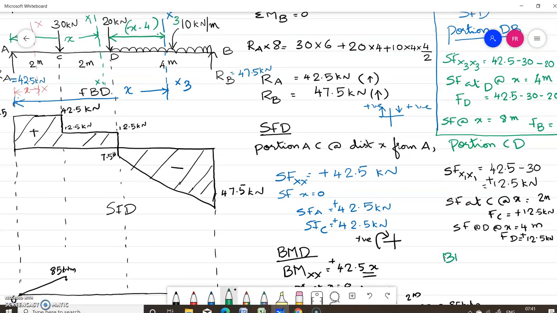Now let us write the bending moment for portion CD. Bending moment at x1 is equal to 42.5 into this distance x. It is producing a clockwise moment, minus 30 into x minus 2. This distance is x, this distance is 2. So this much remaining distance is x minus 2. So we can write the equation as bending moment at x1 is 42.5 into x minus 30 into x minus 2.